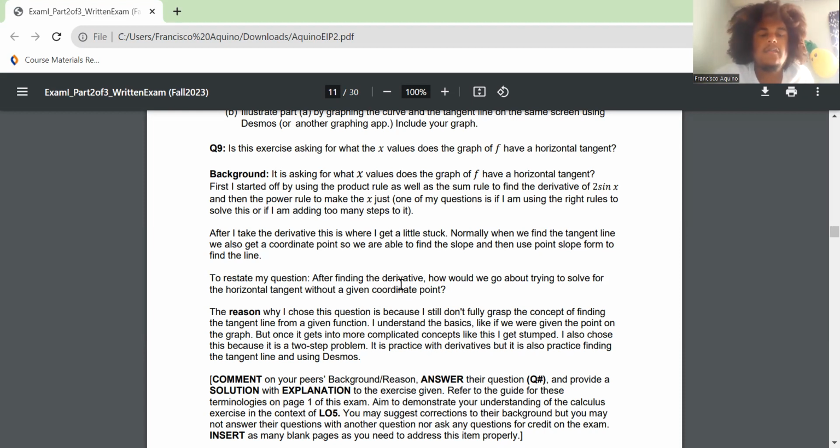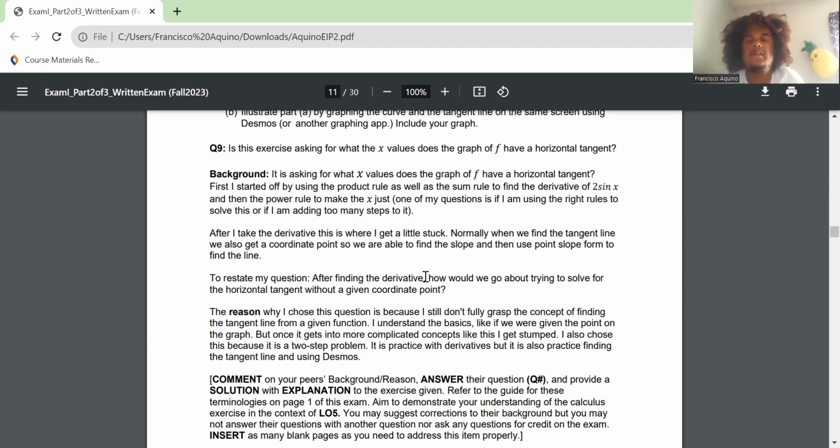And now, for your other question, after finding the derivative, how would you go about solving the horizontal tangent without a point? Well, here's the difference. When you're given a point, it's because you want to find the equation of the tangent line at that specific point for the original function. That's where that given point in the slope-intercept form of the equation comes in. But this problem is different in that it's just asking for the x values which, when you graph that function, would create a horizontal tangent line. That's where the two problems are different.